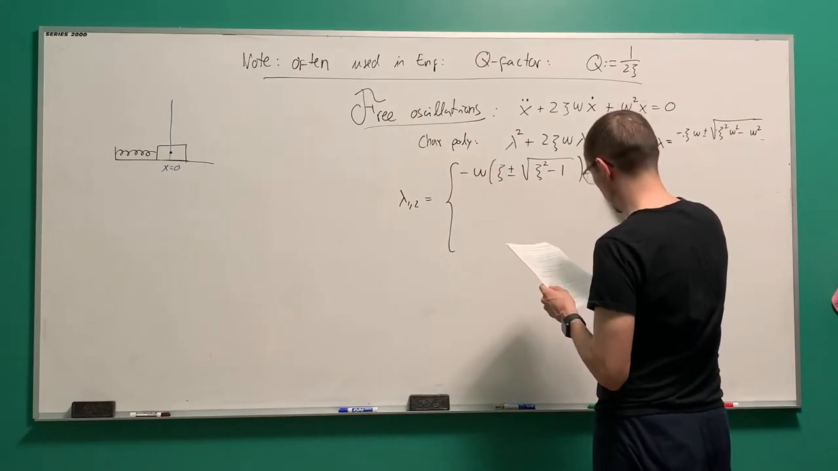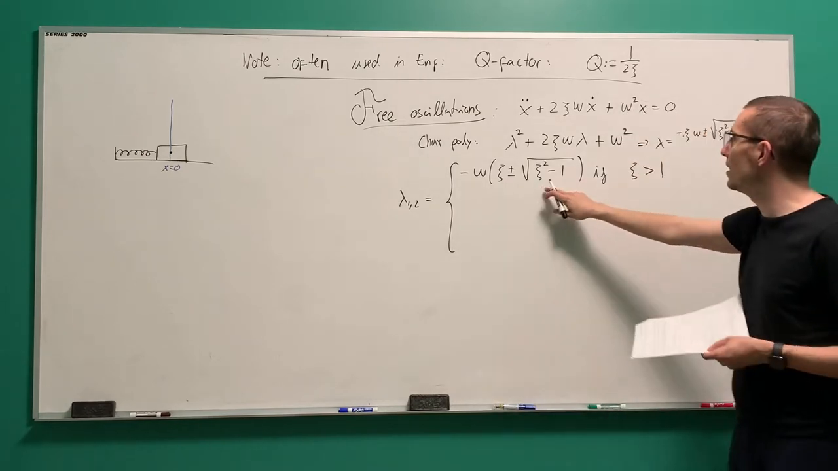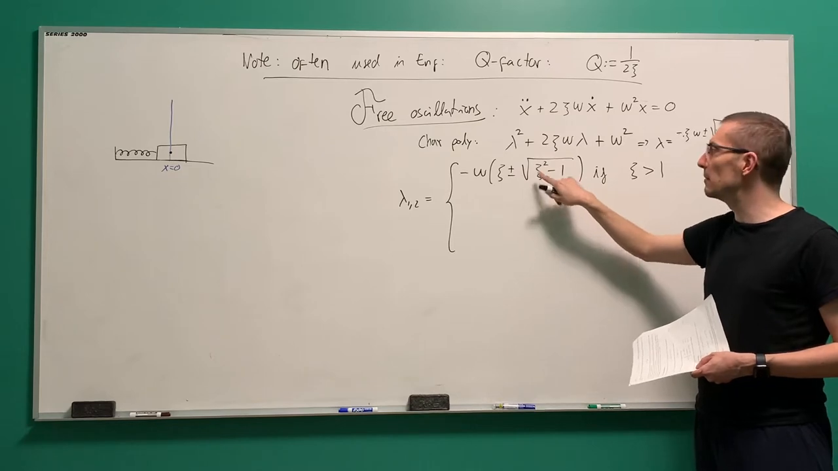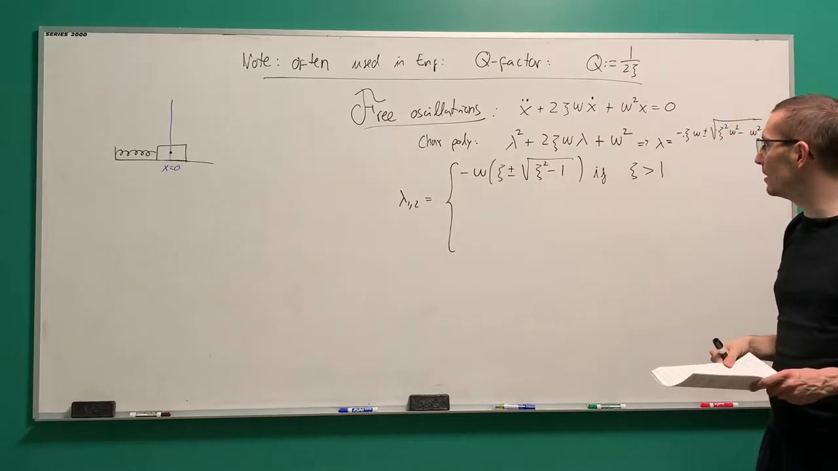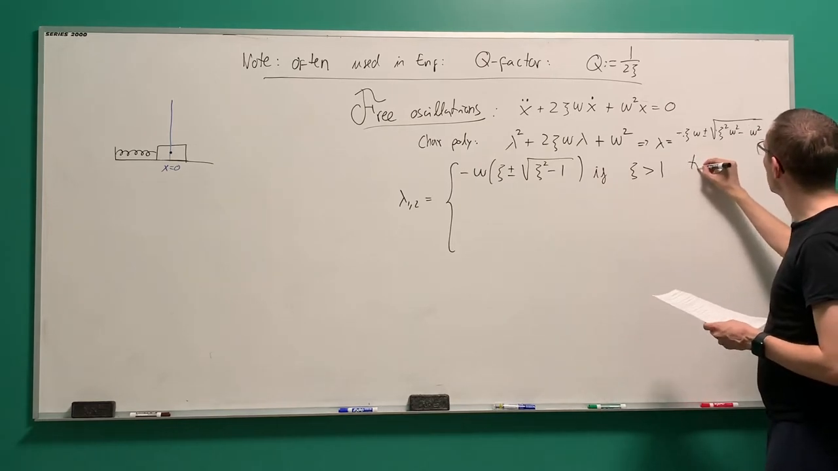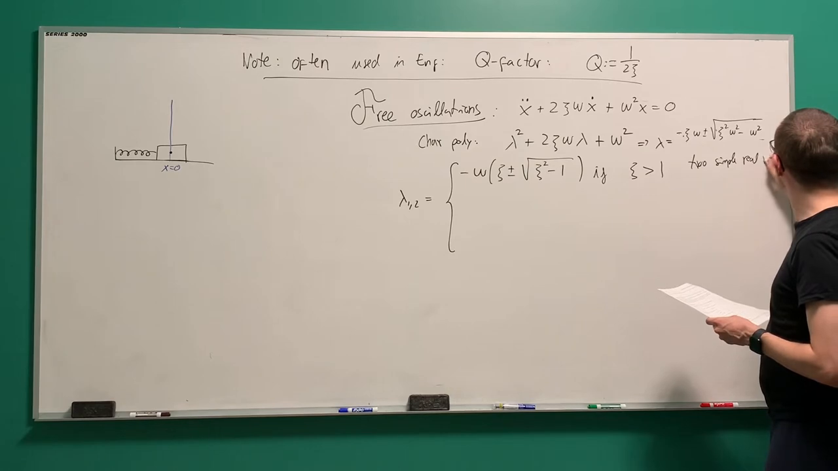This is if psi is larger than 1. If psi is larger than 1, then this is a positive number, and the square root of a positive number is a real number. So this is two real roots. Two simple real roots.